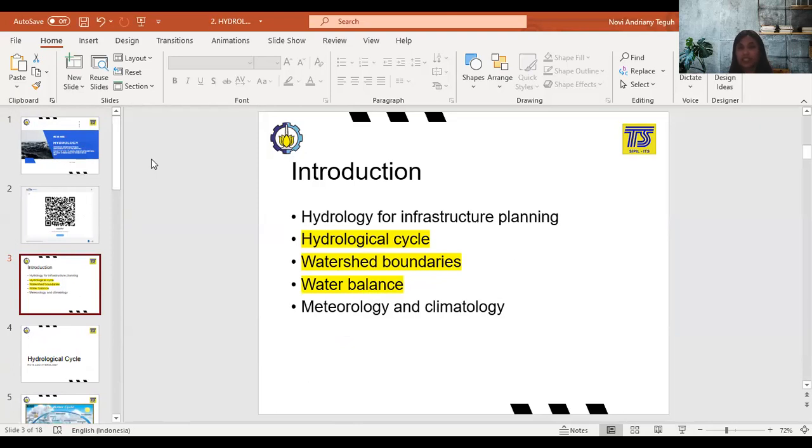Or maybe there's a question from you regarding the water balance especially, or about hydrological cycle and watershed boundaries, I also welcome. Is there any question? Or is everything clear or not?